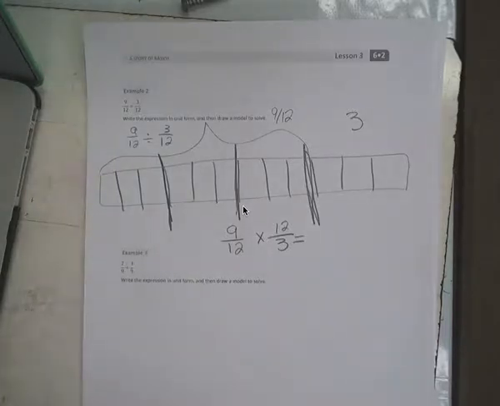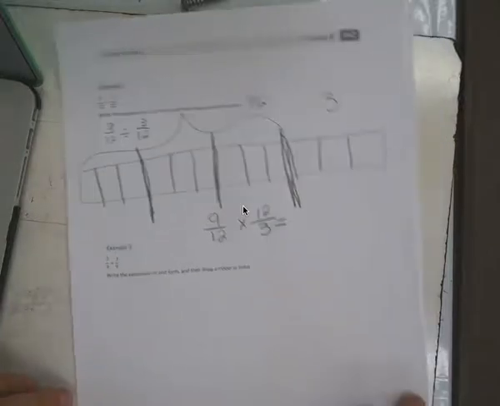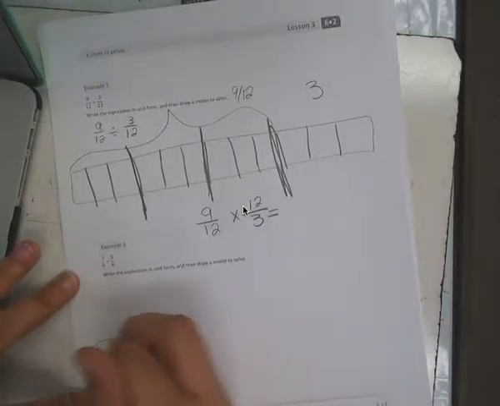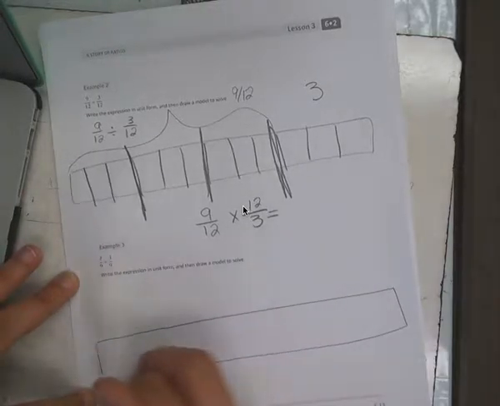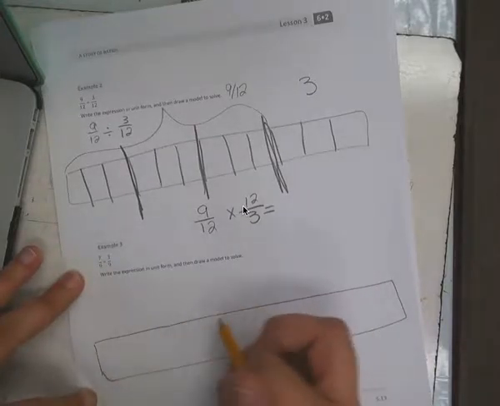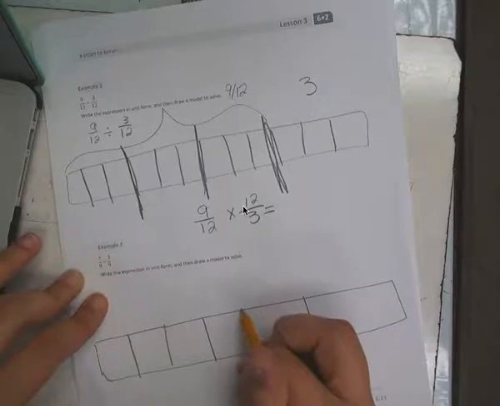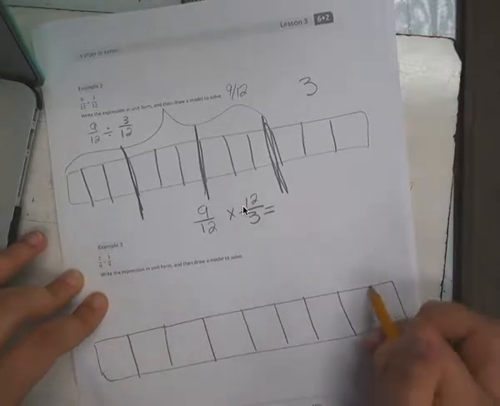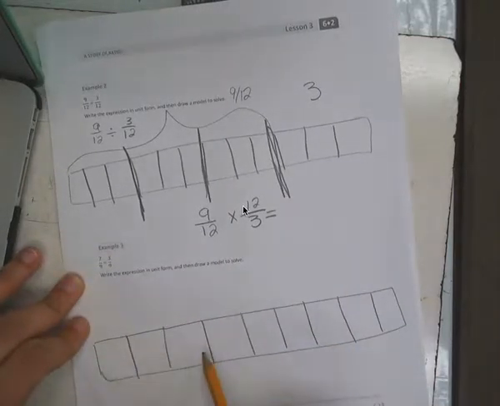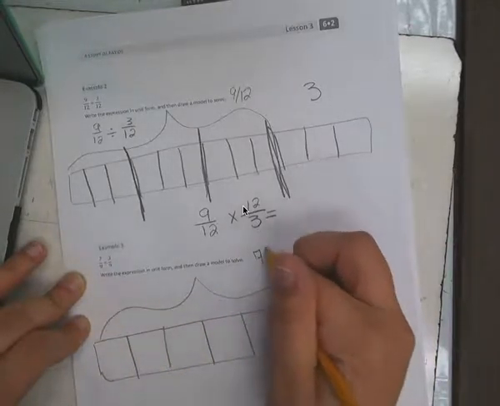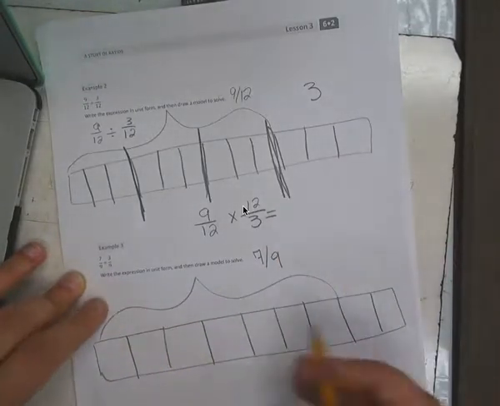Example 3 is pretty much the same thing. So if you feel like you've got it, go ahead and skip it. It's okay to skip this one. If you need to practice, do it. Here's our nice little tape diagram. We want 9 pieces. We have 7 of those. How many times can we get sets of 3?